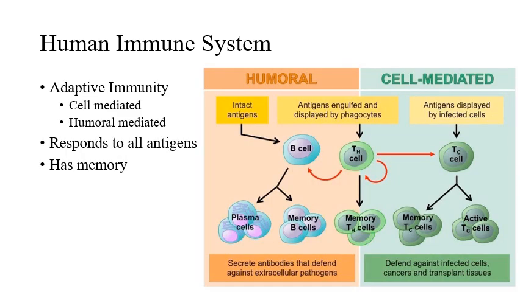Okay, so when we're talking about the human immune system, the adaptive immune system is really the big gun out there, right? This is what causes us to have broad immunity to a wide variety of pathogens. It's really the important thing we need to talk about when we're talking about the immune system. And there's two different types of adaptive immunity. There's cell-mediated and humoral-mediated. Okay.